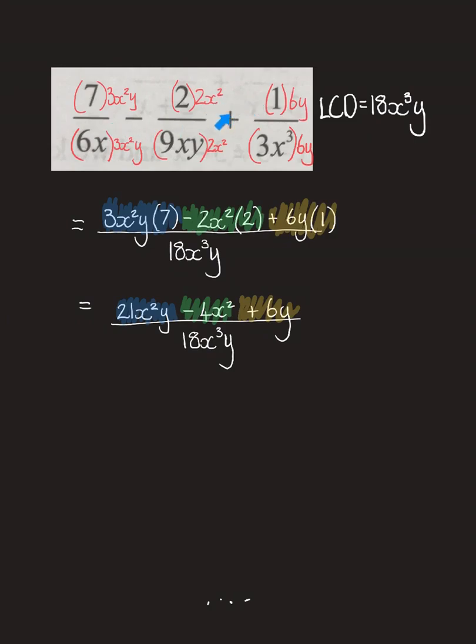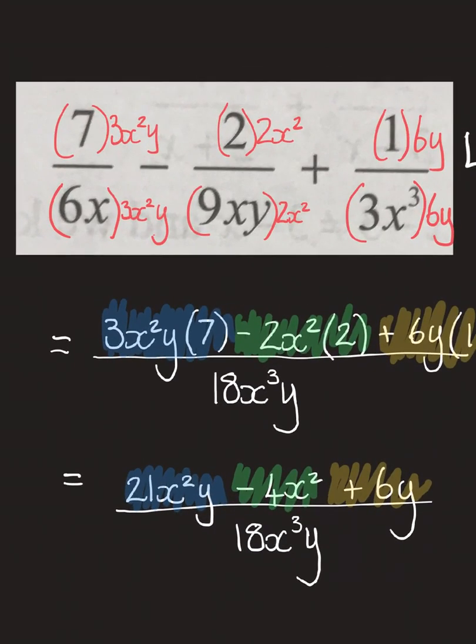When we add and subtract fractions, that's the only time we need to find the lowest common denominator. Not when we're multiplying and dividing, only when we're adding and subtracting. In this case, the lowest common denominator was 18x to the power of 3 times y. And I've gone through all of the denominators over there and figured out what each one needs to be multiplied by in order to get to 18x to the power of 3y.